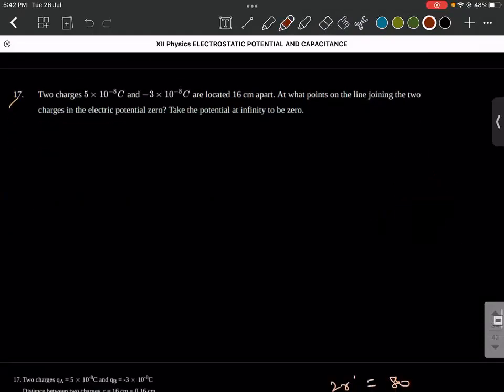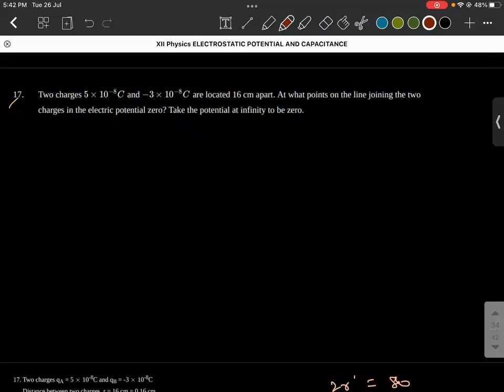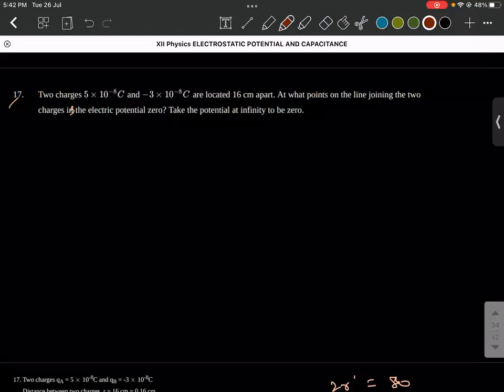Two charges, 5 into 10 power minus 8 and minus 3 into 10 power minus 8, are located 16 centimeter apart. At what points on the line joining the two charges is the electric potential zero? Take the potential at infinity to be zero. So how do we do this? How many points will you get? Where will you get them? From where?